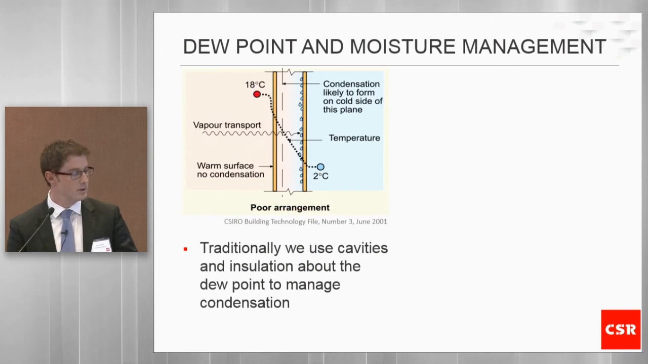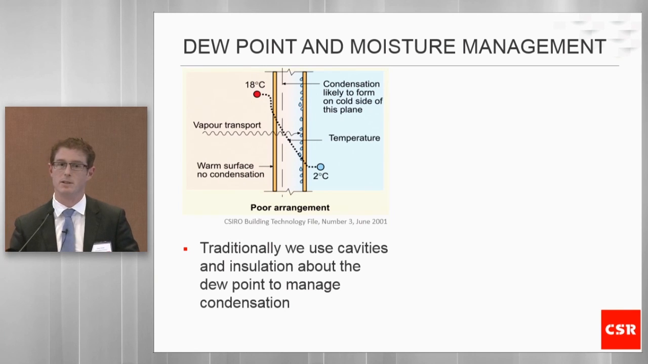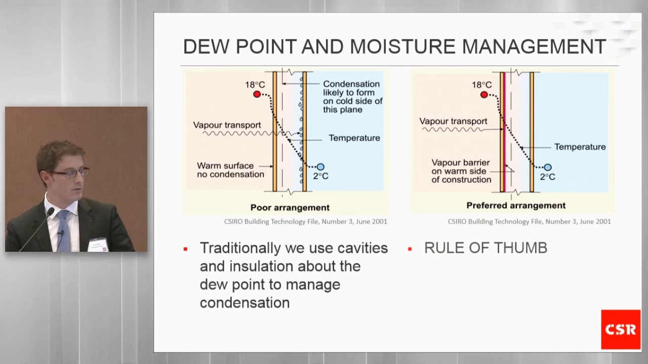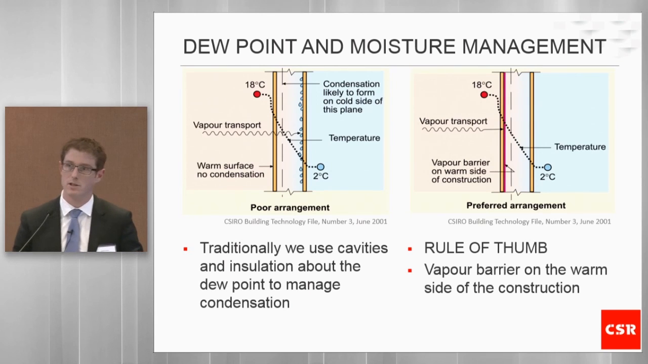Traditionally we've used cavities and insulation about the dew point to manage condensation in construction systems. We look at the temperature profiles across the construction, based on assumptions about temperature inside and outside of the building, and basically look at the surface conditions and whether dew point is likely to be reached and condensation might form on the internal linings or external cladding. And in terms of using membranes in buildings, we've always followed the rule of thumb, which is put the vapour barrier on the warm side of the construction system.